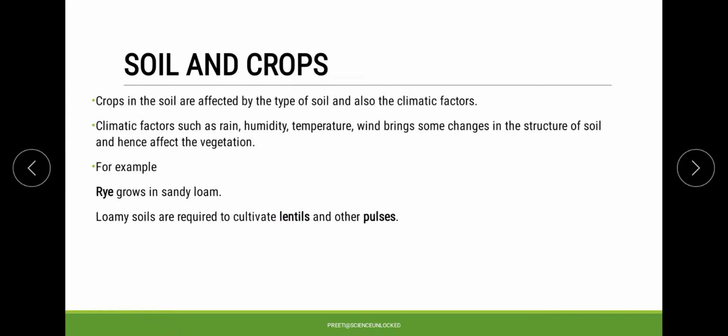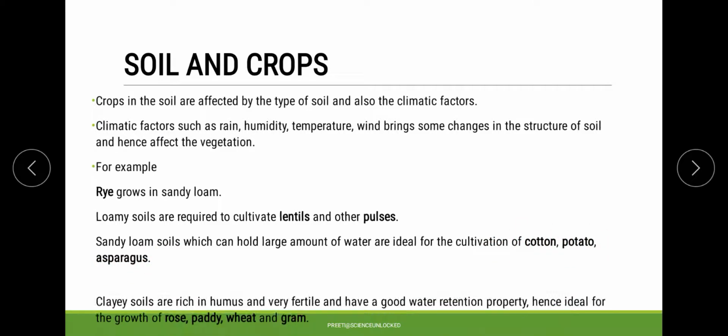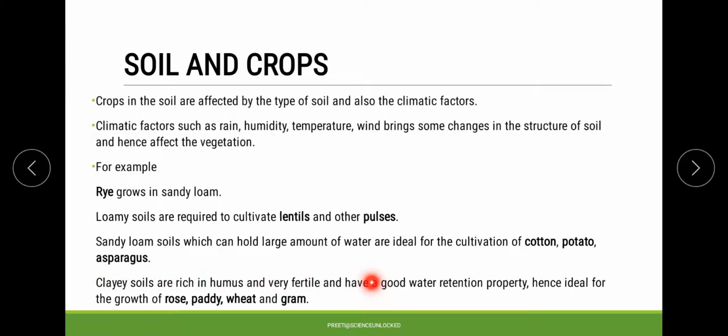Very easily it grows in the sandy loam. Next we have different lentils and pulses, which we can use in the loamy soil. Next we have sandy loam soil again, where we have further categorization because of the large water holding capacity, with which we do the cultivation of cotton, potato, asparagus. Next we have the clay soil, where we have a very good amount of humus and the fertility is very high. It has a good water holding capacity, which helps in the production of rose, paddy, wheat and gram.